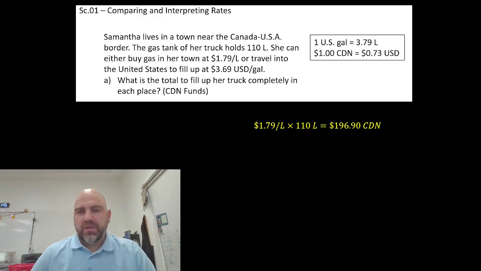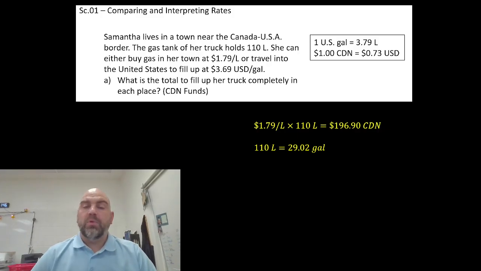These rates might be different when you watch this, but I tried to find current rates when I filmed it. Now, the other one is the American one. First of all, we're given it as a price per gallon. If you want, you could change that into liters, but I'm going to change the number of liters into gallons. So there are 29.02 gallons. This is a conversion. I've converted the two, and if I multiply that by the price, I get $107.08 US for the price in the US.